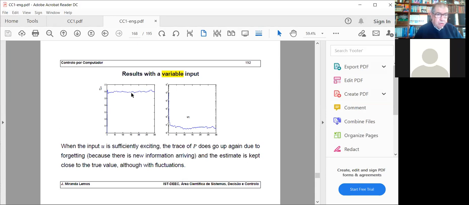One interesting experiment would be to make lambda equal to 1. That's no forgetting at all, standard algorithms. Then this would probably converge to a constant value.